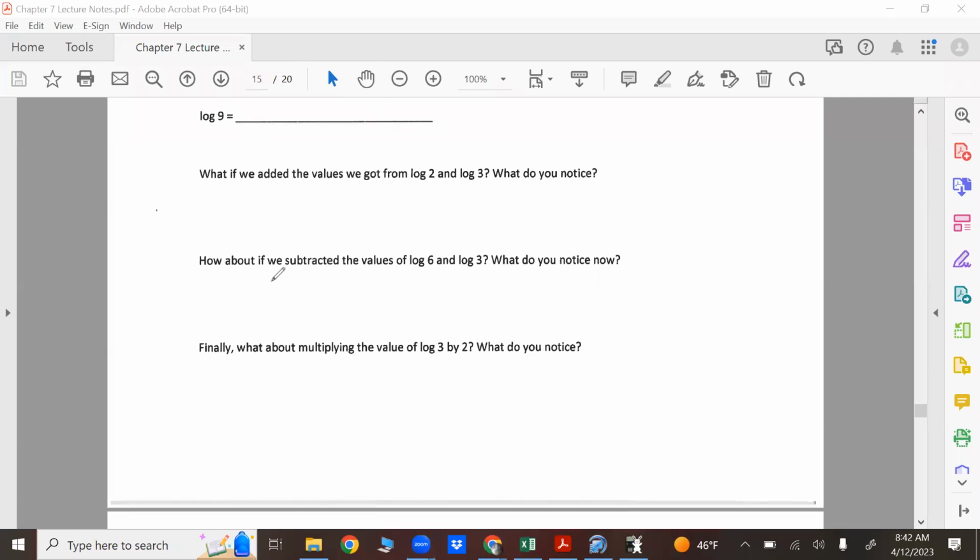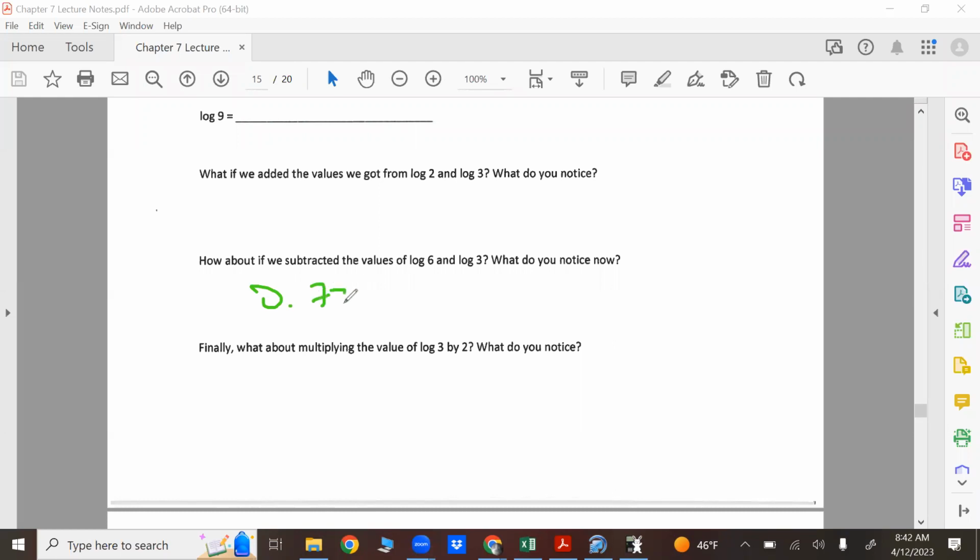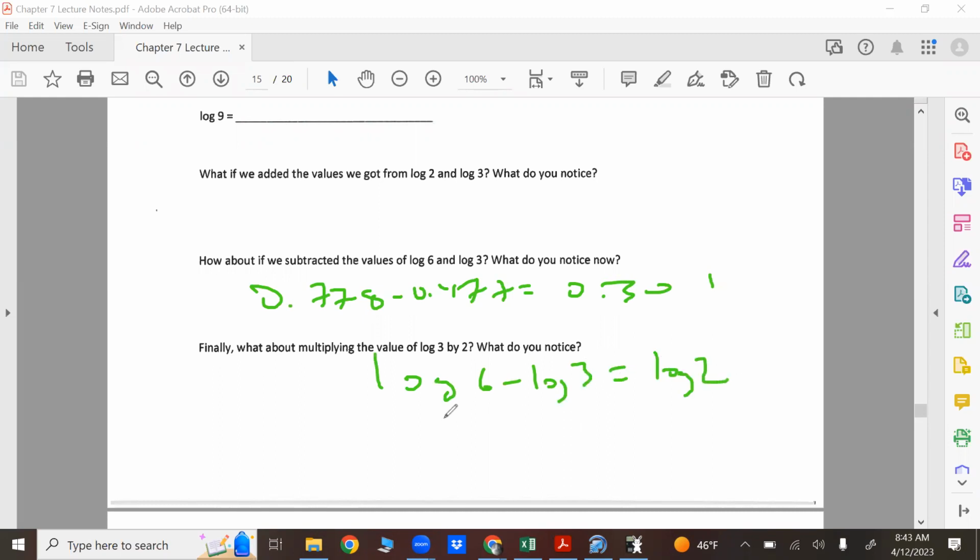What if I subtract log 6 and log 3? That was 0.778 minus 0.477, which equals 0.301, right? So what I notice, log 6 minus log 3 equals log 2. So there's a formula I can use for this. What's 6 divided by 3? It's kind of like saying log X minus log Y.